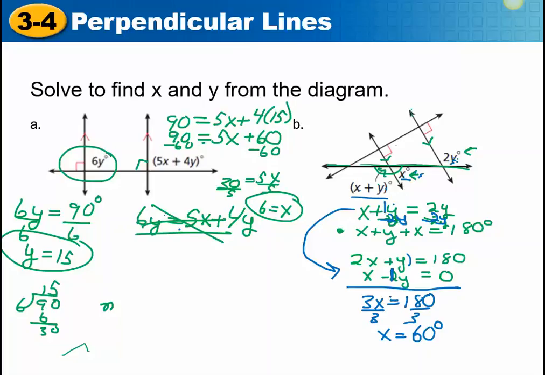See, even teachers mess up. Now that I know what x is, I'm going to plug it back into the easier one, x minus y equals 0. So that means 60 minus something equals 0. You can probably guess that the answer is going to be 60. So y is 60 and x is 60. That makes sense because that means this is 120 and this is 60, and they should be supplementary like that. And then this one would be 120, so 120 and 120 are congruent.